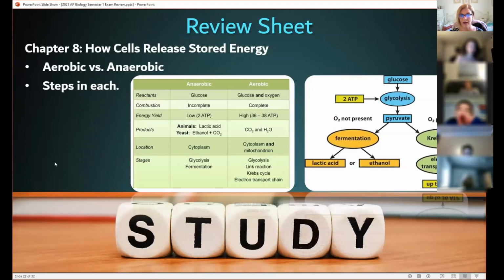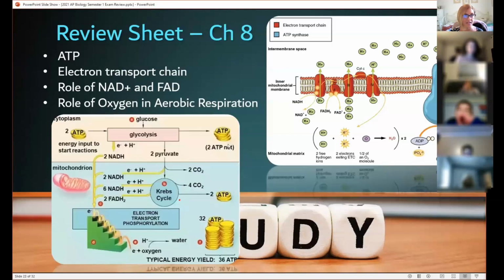You also need to know how many ATP are made at each step. Glycolysis makes 2. Krebs cycle makes 2. Electron transport makes 32. Long story short, the majority of ATP is made during electron transport.